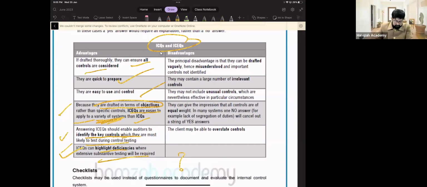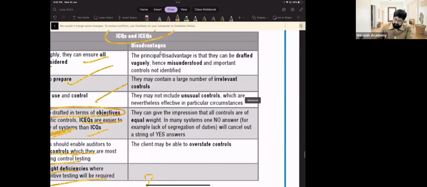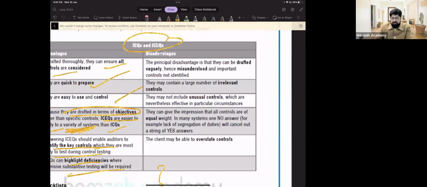disadvantages. Maybe drafted vague, misunderstood. They may contain controls which are irrelevant to the financial statement. Since they are drafted by the auditor, you can draft questions for foreseeable, usual circumstances, but unusual controls you may not consider. A very good point. I will explain it.